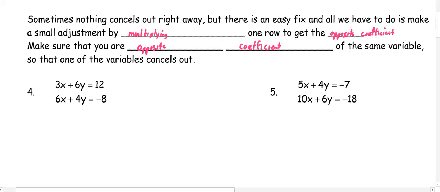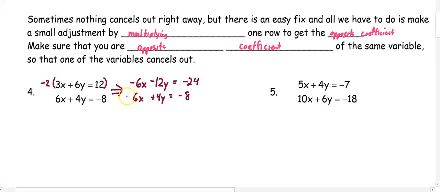So I need to think to myself, can I multiply 3 with something to cancel out with 6, or 6 to cancel out with 4, or 4 to cancel out with 6? I know that I can easily multiply 3 to get 6. Well, if we already have a positive 6, we need a negative 6, so we're going to multiply everything in that first equation by negative 2. When you multiply, all 3 things in that equation have to get multiplied. So this becomes negative 6x minus 12y equals negative 24. The second equation we didn't multiply at all, so we're going to rewrite it: 6x plus 4y equals negative 8.